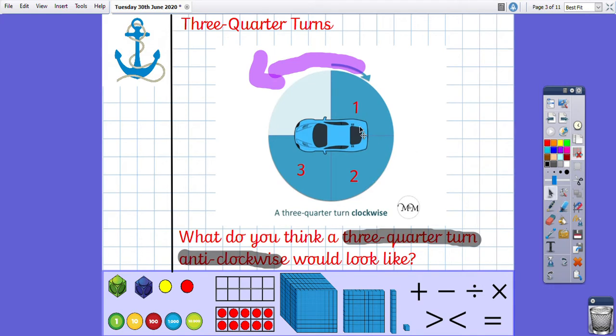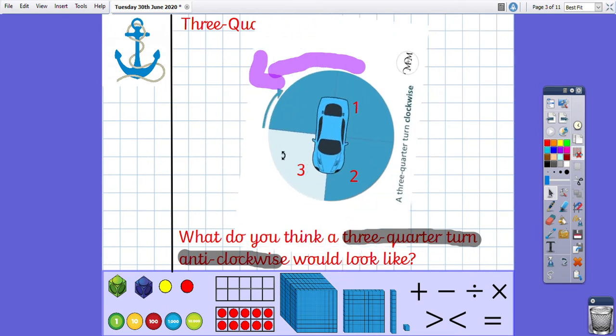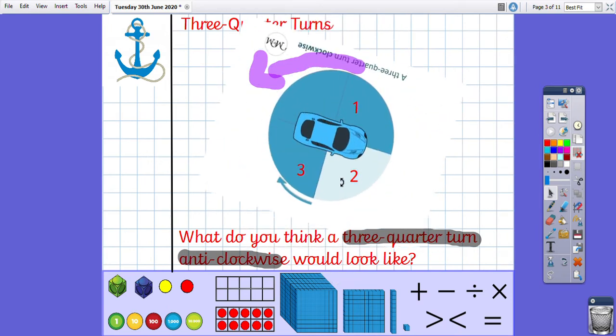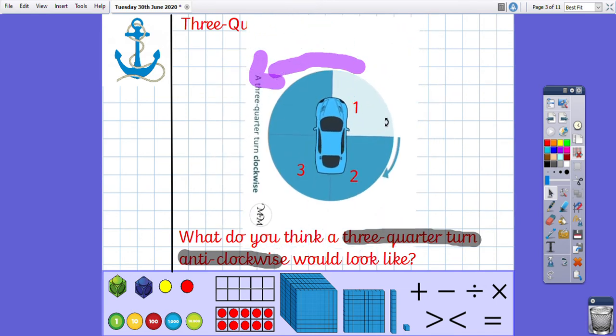So let me move the car to show you. So 1/4, 2/4, 3/4. So the car would end up in that position if it moved 3/4 anti-clockwise. Like I said, it's very, very tricky, but just bear with and you will understand, okay?